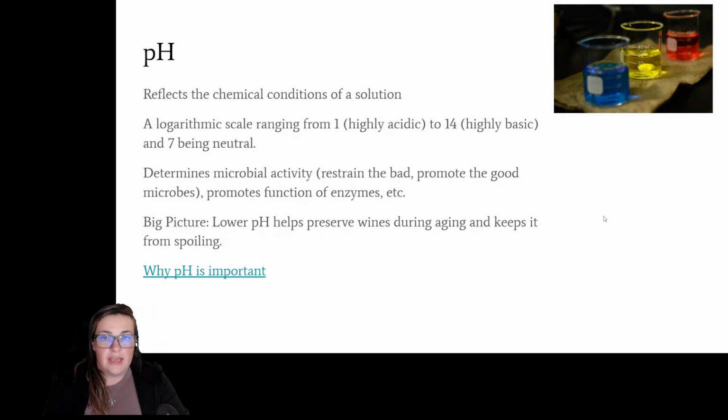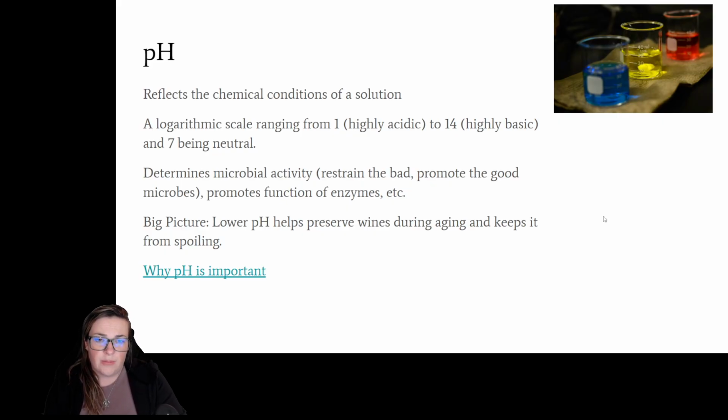Okay, next we have the pH. pH, in general, if you've taken other science courses or just have an understanding of some basic science, reflects the chemical conditions of a solution. It's put onto a logarithmic scale ranging from 1, which is highly acidic, to 14, which is highly basic, with 7 being neutral. The reason that this is important is because this is a major indication of health for the juice and the resulting wine.